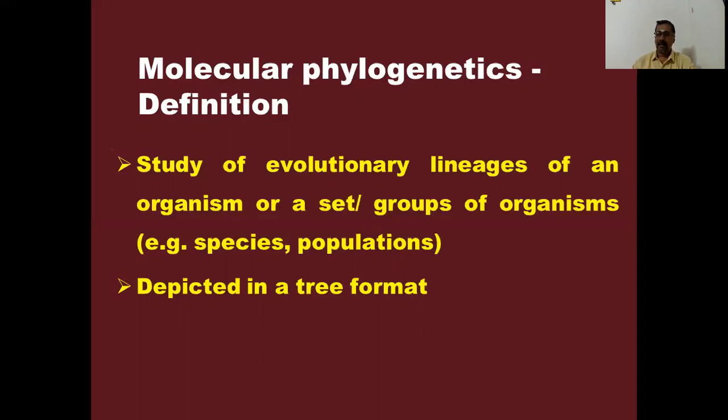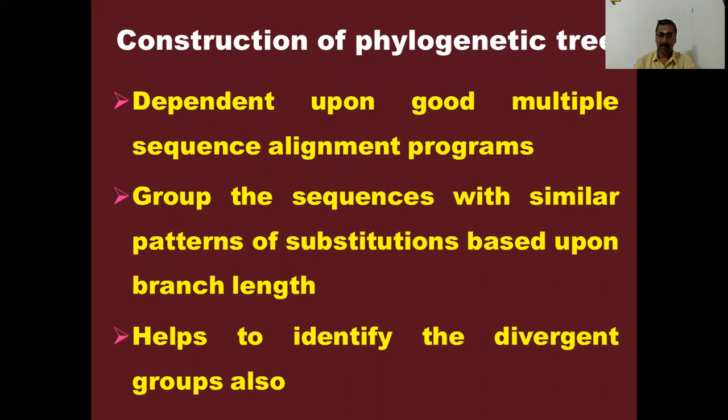So what is molecular phylogeny? It is a study of evolutionary relationships or lineages existing between sets of organisms. The results of any molecular phylogenetics will be given as a visual output, what we call a phylogenetic tree. So how to construct a phylogenetic tree? Hereafter, if I say phylogeny, it is understood to be molecular phylogeny.